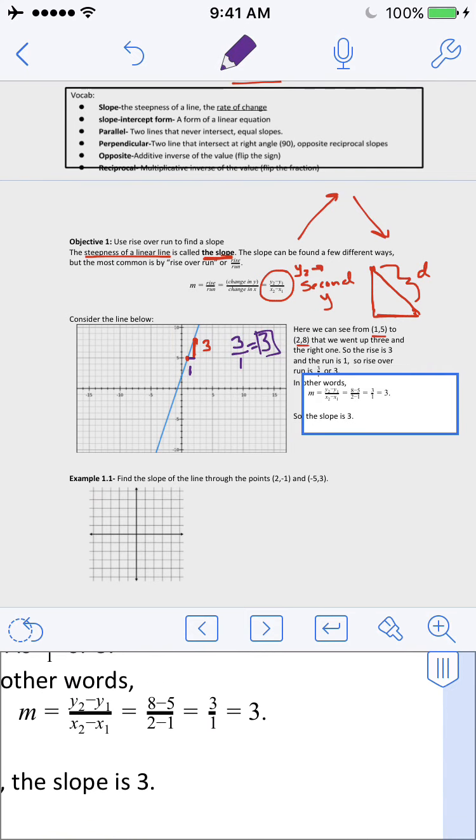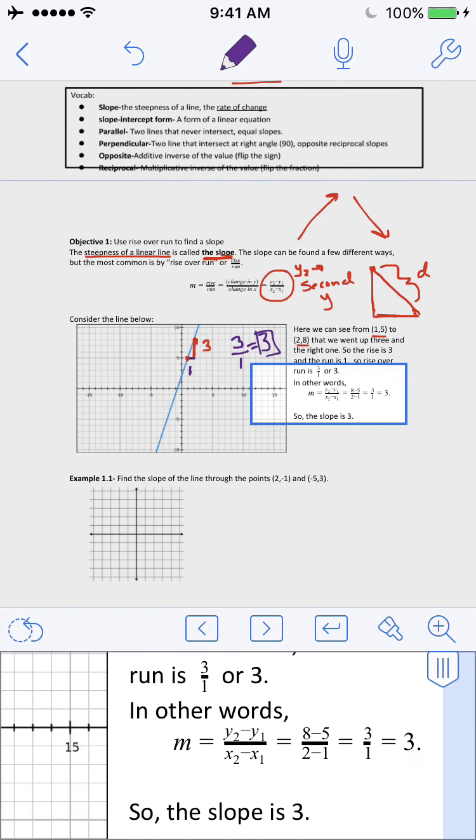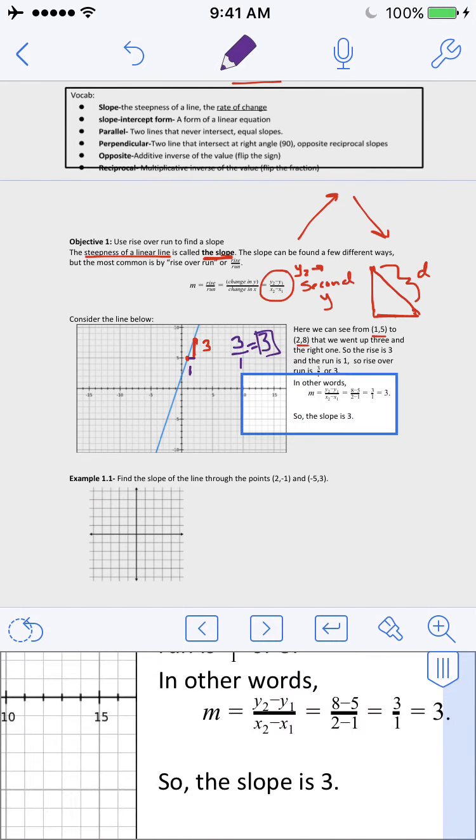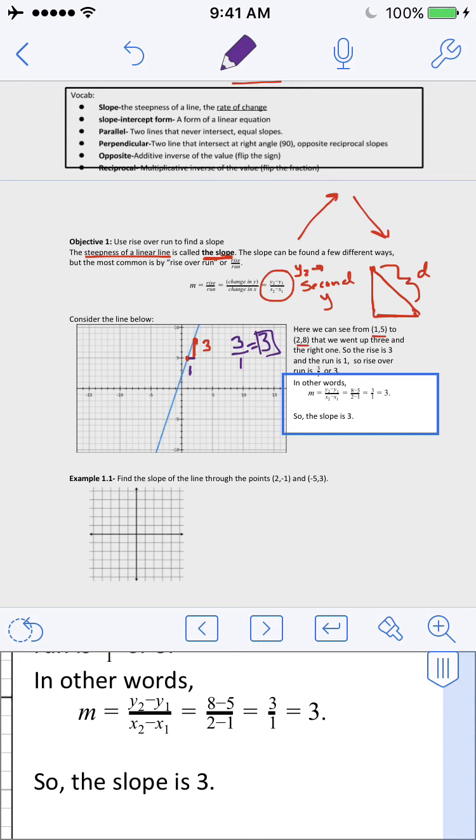So if we look over here, they've actually done it for us. That formula, remember, the second y minus the first y. Well, we already talked about that, the changes in the y's, right? From the 8 to the 5, or 8 minus 5, that was 3, right? So same concept, just doing it in a fraction or a formula instead of on the graph. 8 minus 5 is 3.